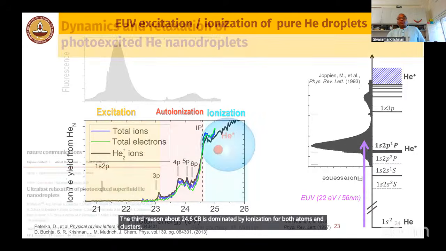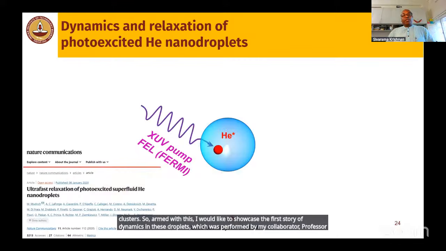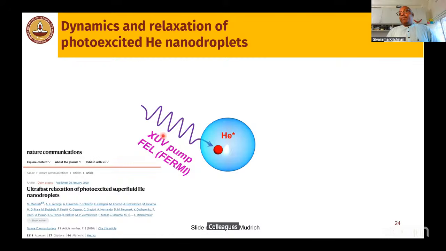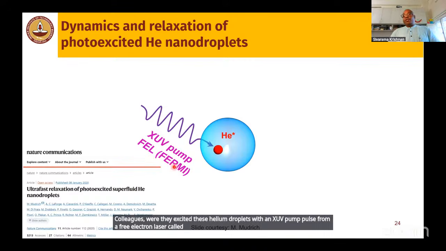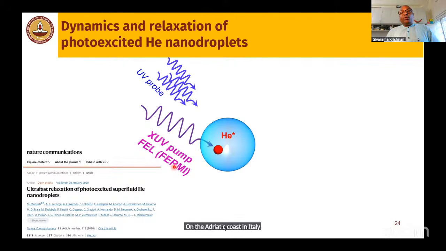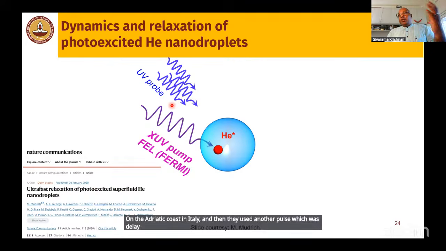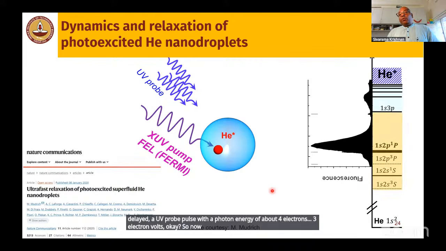So armed with this, I would like to showcase the first story of dynamics in these droplets, which was performed by my collaborator, Professor Marcin Muric, and colleagues, where they excited these helium droplets with an XUV pump pulse from a free electron laser called FERMI at Trieste on the Adriatic coast in Italy. And then they used another pulse which was delayed, a UV probe pulse with a photon energy of about 3 electron volts. Okay. So now what did they do in this experiment?